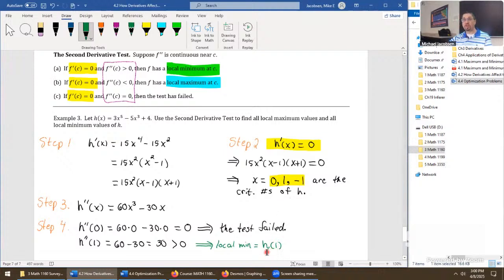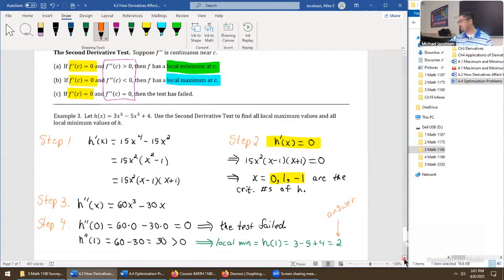But notice we're talking about the original function h this time. We want the maximum or minimum on the graph of that function. So we're plugging 1 inside here to get 3 minus 5 plus 4, which is going to give us altogether a local minimum of 2. Keep in mind, the answer is the output, not the input 1. We want the actual height of the curve on the graph. So that's our local min right at height 2.